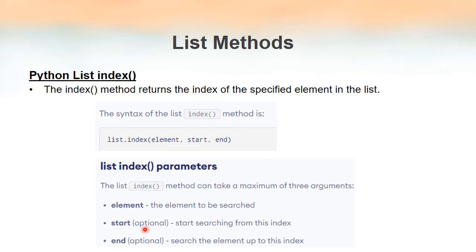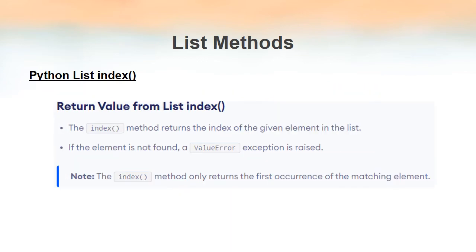It's not compulsory. If we are not mentioning these 2 parameters, then the search starts from the beginning of the list, and the index method returns the index of the given element, that is, the index of the element we are searching for. Suppose the element that I am going to search is at index number 3, then the return value of this method will be 3.